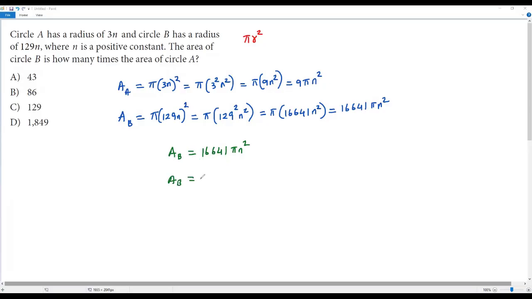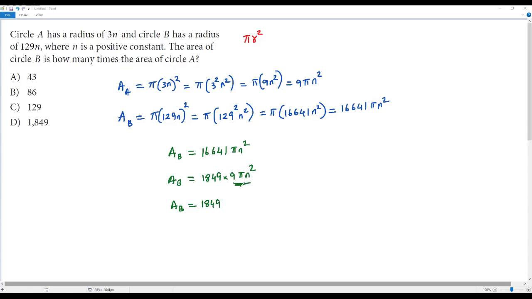That is area of circle B equals, when I divide this one by 9, I am getting 1849. That is we can write this number as 1849 times 9, and we can write this one as it is, pi times n squared. So the product of these two numbers is equal to 16,641. Okay, area of circle B equals 1849.